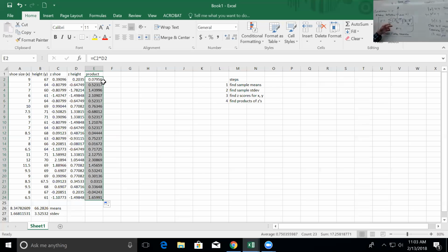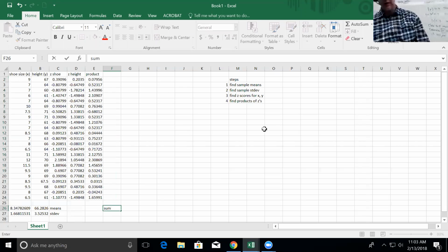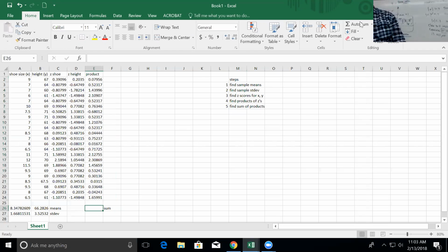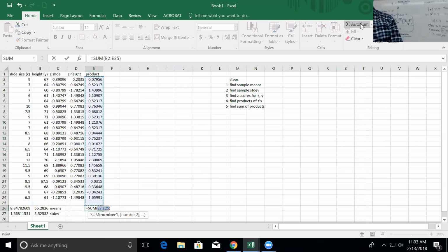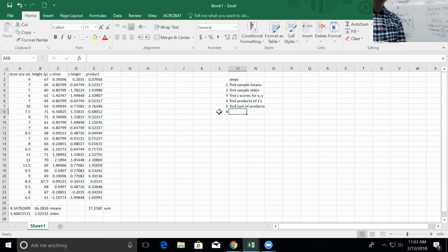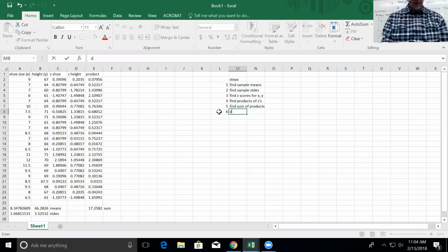Now I'm going to copy that down. What does this funny looking E tell me? Find the auto sum. Okay, so I'm going to find the sum. Okay, step number 5 is find the sum of the products. I'm going to add that column up. Okay, and then step number 6 says what? What's the last step? What's that? Divide by n minus 1. Divide by n minus 1.